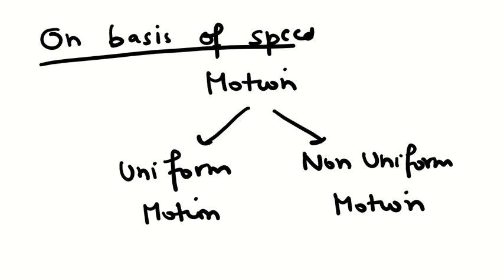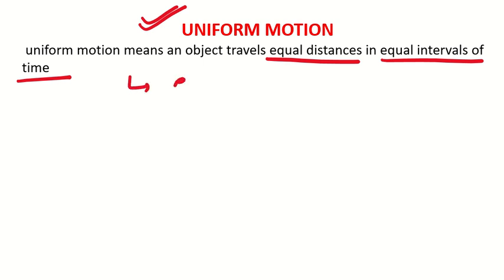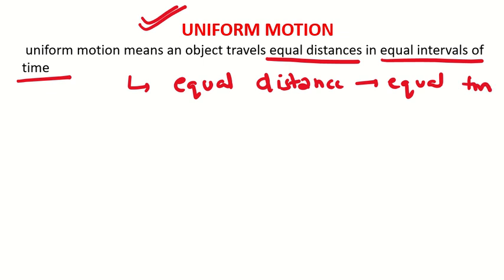So we will learn about both types of motion one by one. The very first motion we are going to learn about is uniform motion. Here I have typed a definition. Uniform motion means an object travels equal distances in equal intervals of time. So here you have to keep in mind that what I have said is equal distance in equal time intervals.